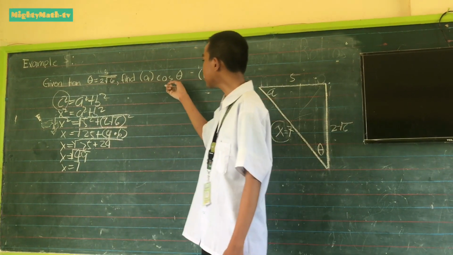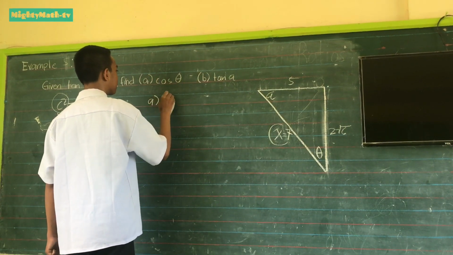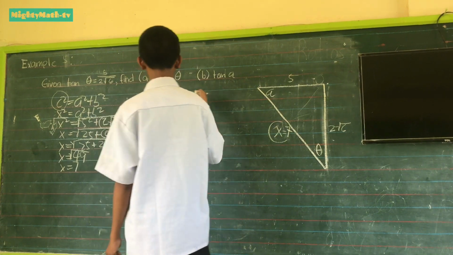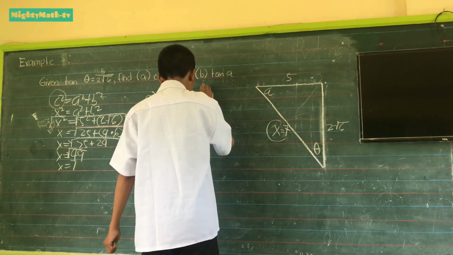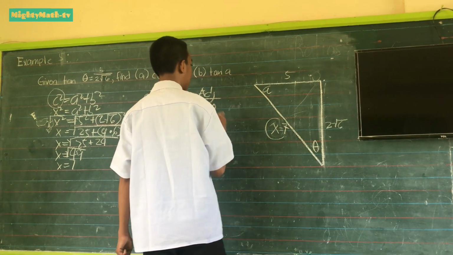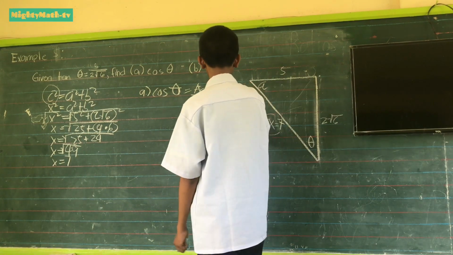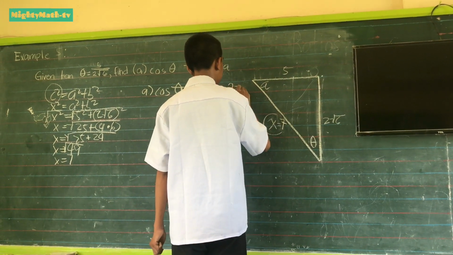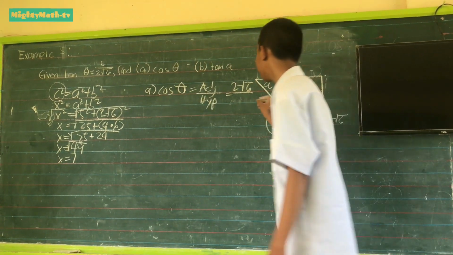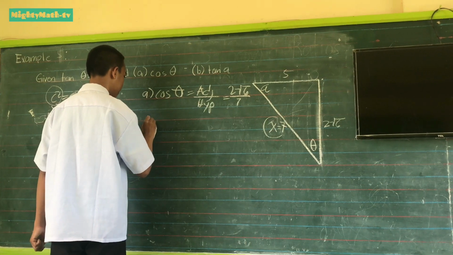Now we can solve cos theta. Cos theta is equal to adjacent over hypotenuse. Our adjacent side of theta is 2 square root of 6 over hypotenuse. Our hypotenuse is 7.